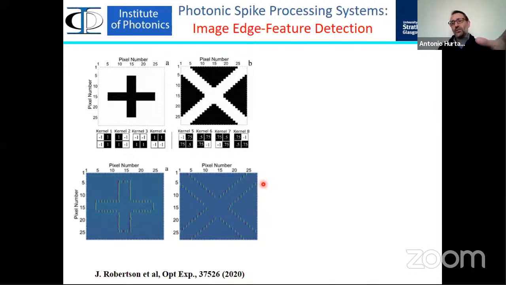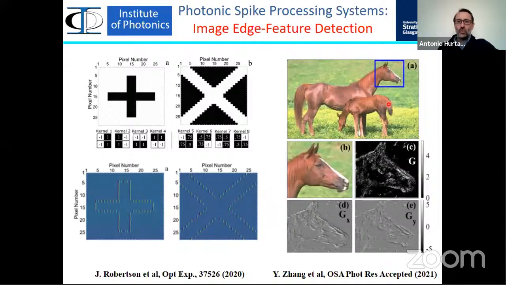So these images are obviously very basic, but recently we have also got it to work with highly complex images as well. So just this horse head image here, and you can see how we can get the edge feature information from that type of image as well with these spiking signals, again operating at sub-nanosecond spiking regimes.